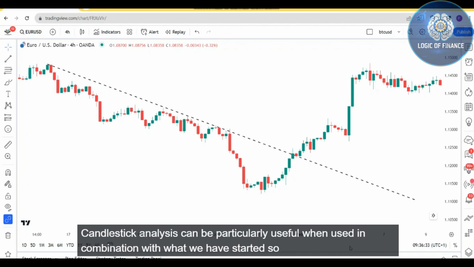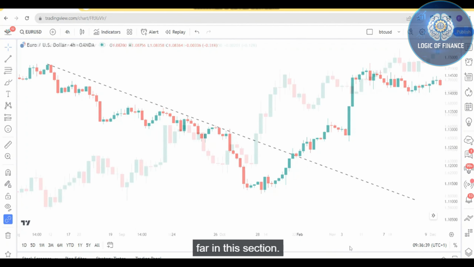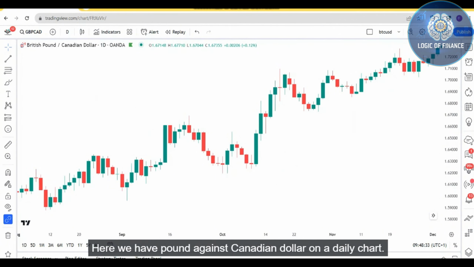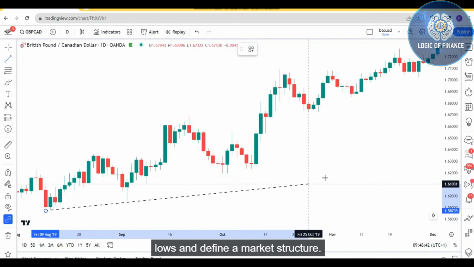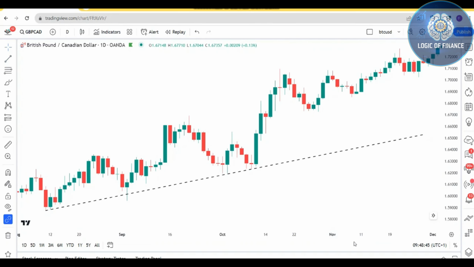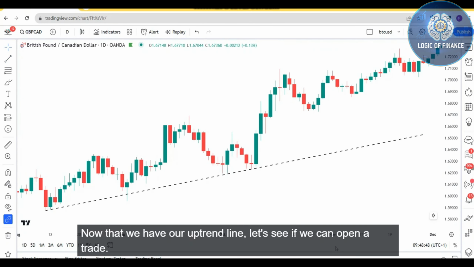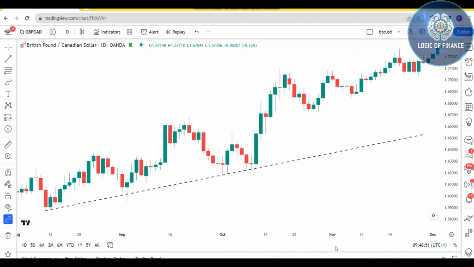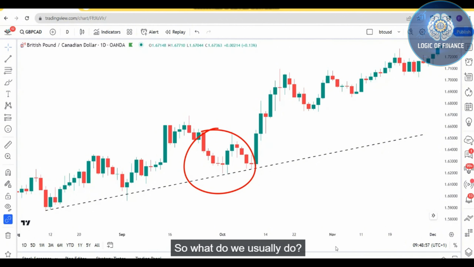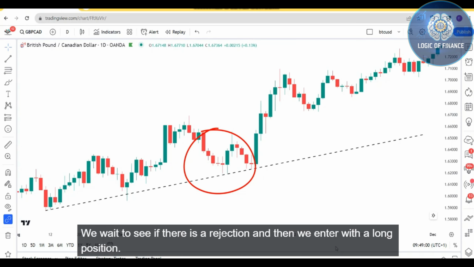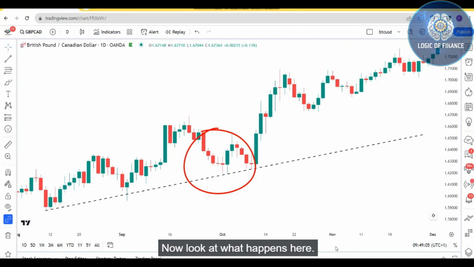Candlestick analysis can be particularly useful when used in combination with what we have studied so far in this section. Here we have pound against Canadian dollar on a daily chart. The price is clearly going up, so I want to draw an uptrend line and see if I can connect the higher lows and define a market structure. Now that we have our uptrend line, let's see if we can open a trade. Here, the price is approaching once again our trend line, so what do we usually do? We wait to see if there is a rejection, and then we enter with a long position. Now, look at what happens here.